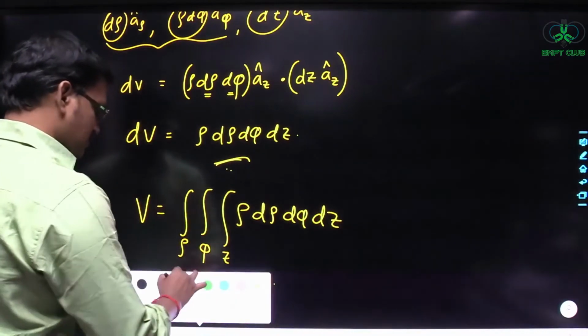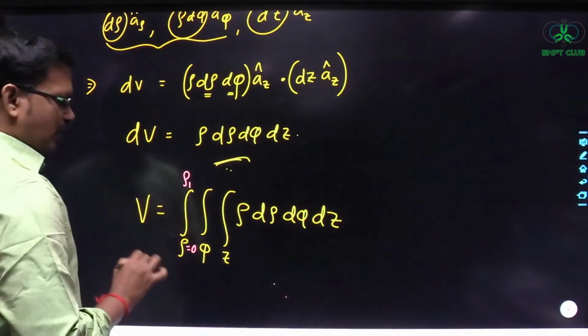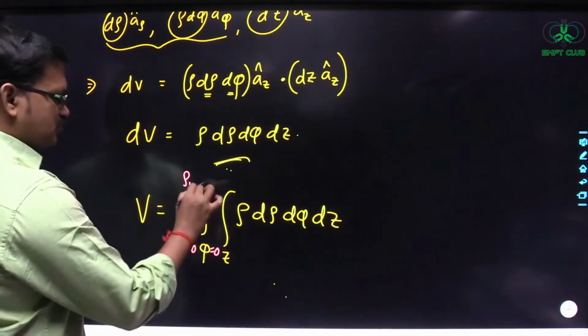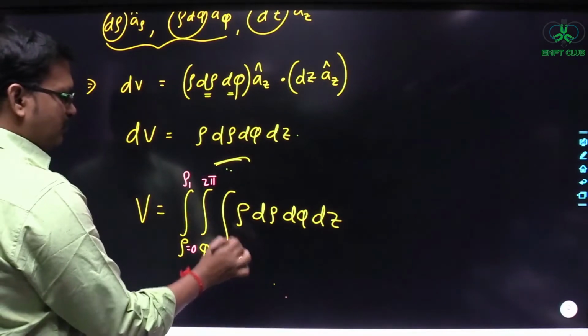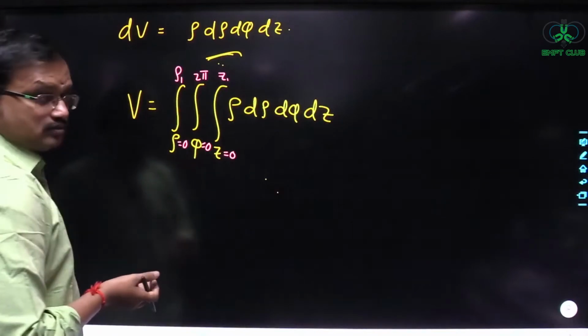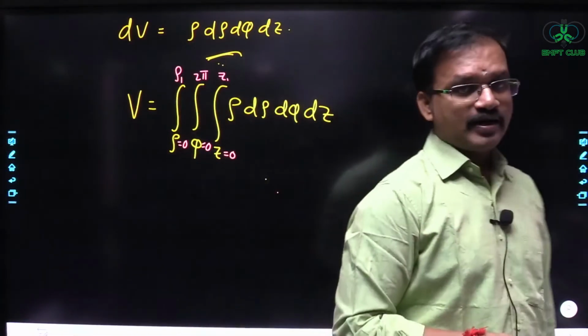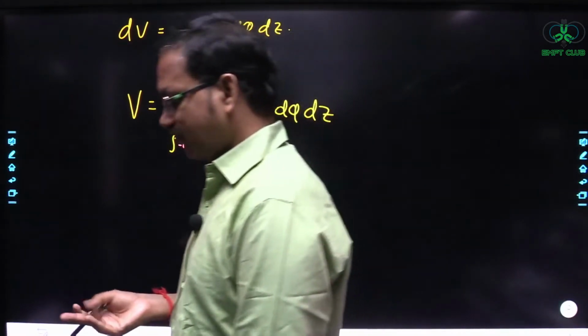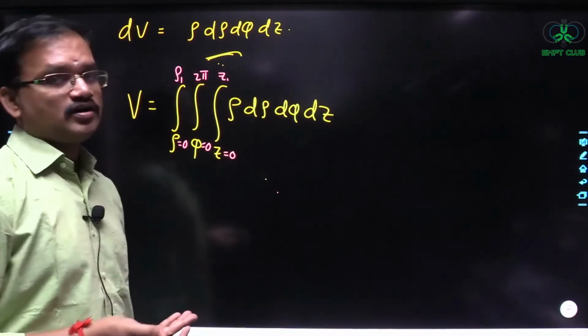Let us consider rho varying from 0 to rho 1, some finite value of rho I am taking, and phi varying from 0 to 2 pi, I am taking the full range of phi, and z varying from, let us say, 0 to z1. If you do this, what are you going to get? You have to get the volume of the cylinder. Yes or no? If you vary rho, phi and z, you get the volume of the cylinder.